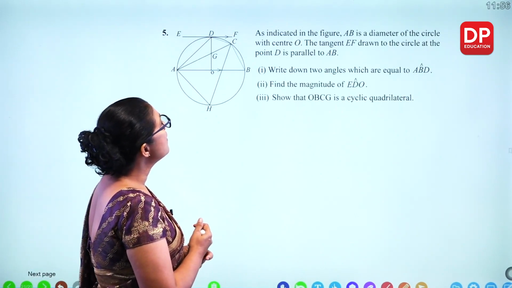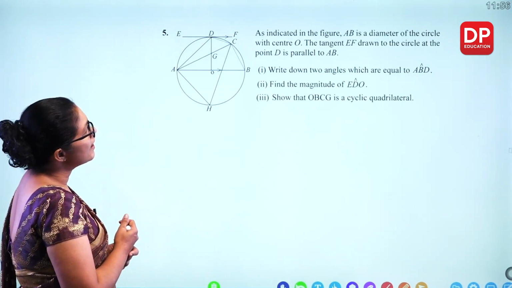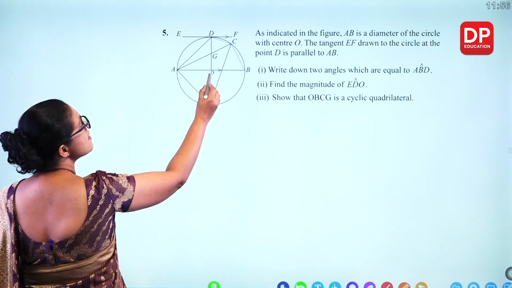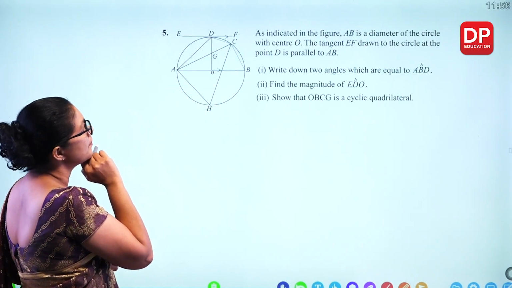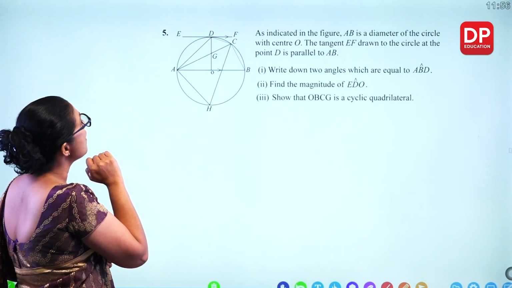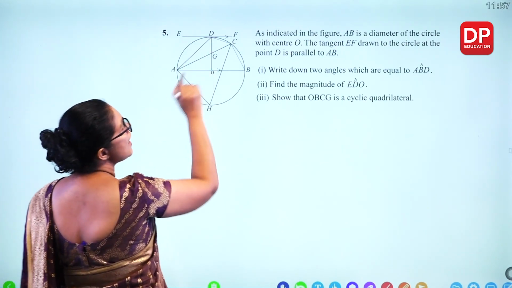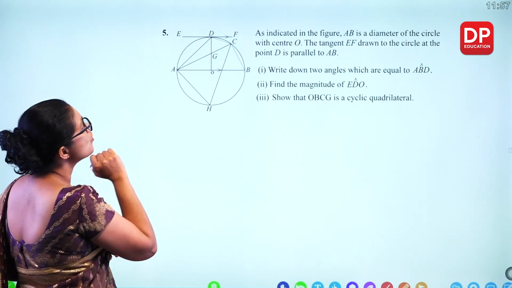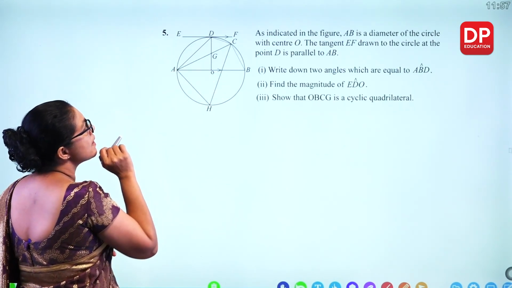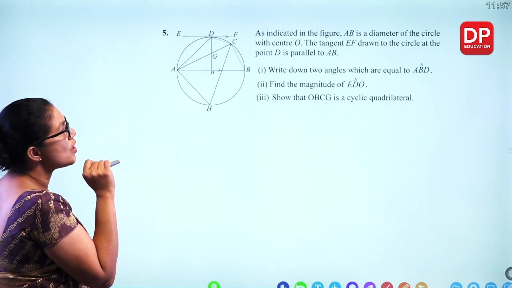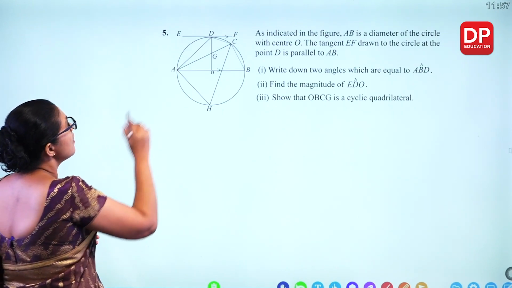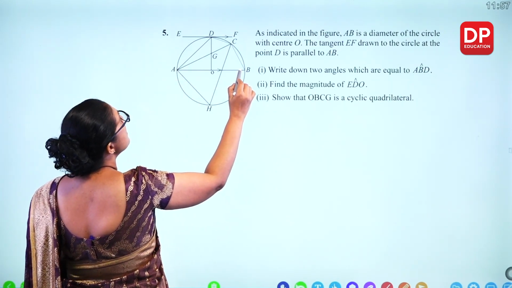Question number 5. As indicated in the figure, AB is a diameter, so this is the center, and it passes through the center. The tangent EF drawn to the circle at the point D is parallel to AB. Write down two angles which are equal to ABD.